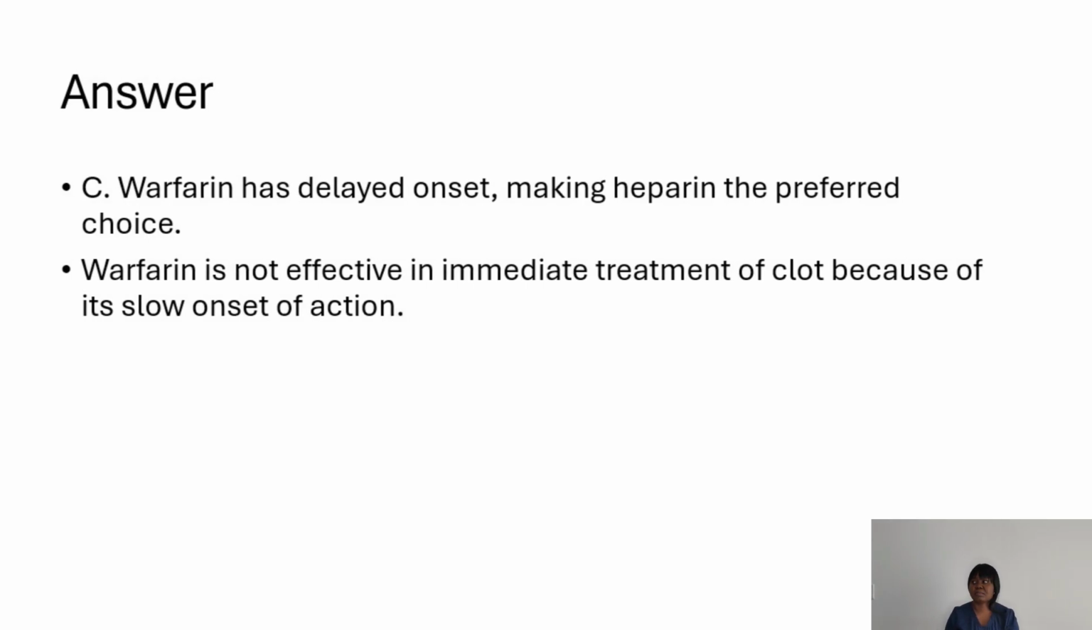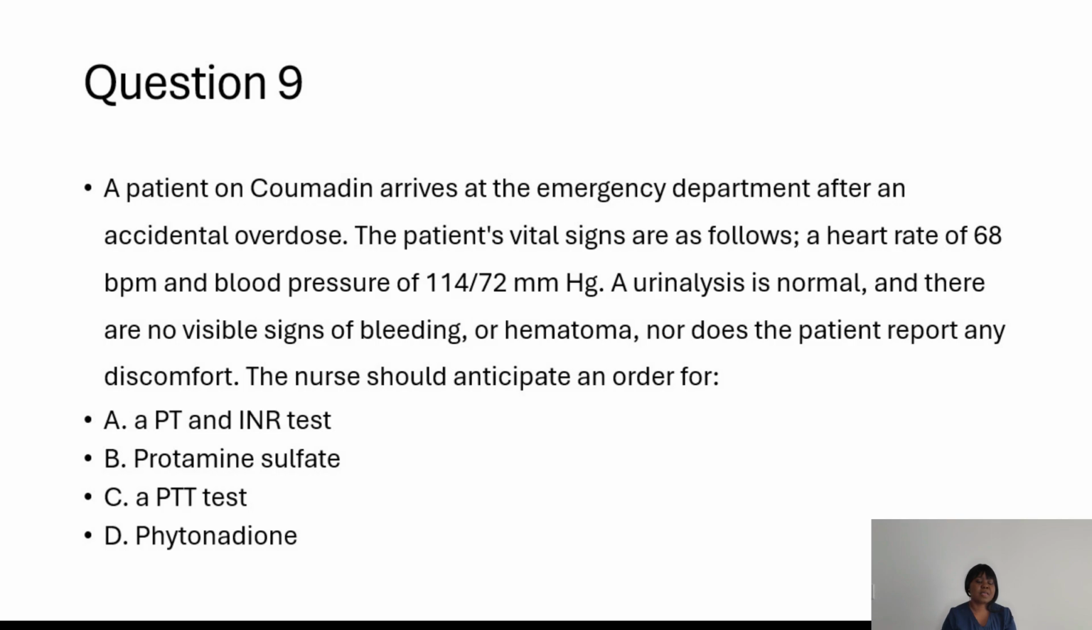Question 9. A patient on Coumadin arrives at the emergency department after an accidental overdose. The patient's vital signs are as follows: a heart rate of 68 beats per minute and blood pressure of 114/72. A urinalysis is normal and there are no visible signs of bleeding or hematoma. Nor does the patient report any discomfort. The nurse should anticipate an order for.